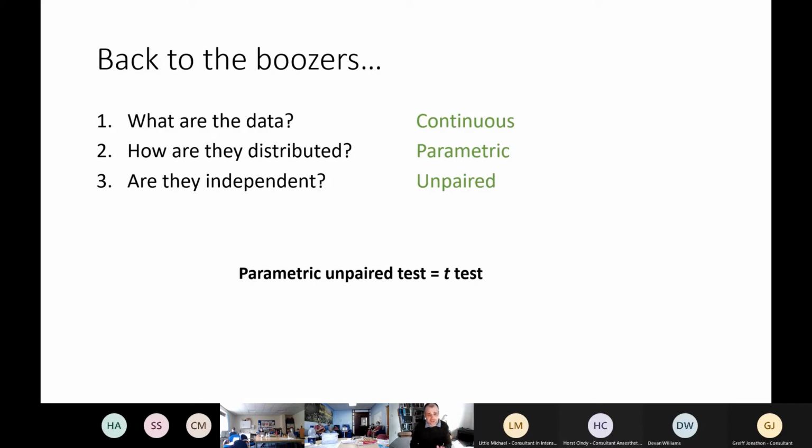Anyway, so are they independent? Yes, so they're unpaired. And so the right test for this is some form of parametric unpaired test, and the common one is a t-test.